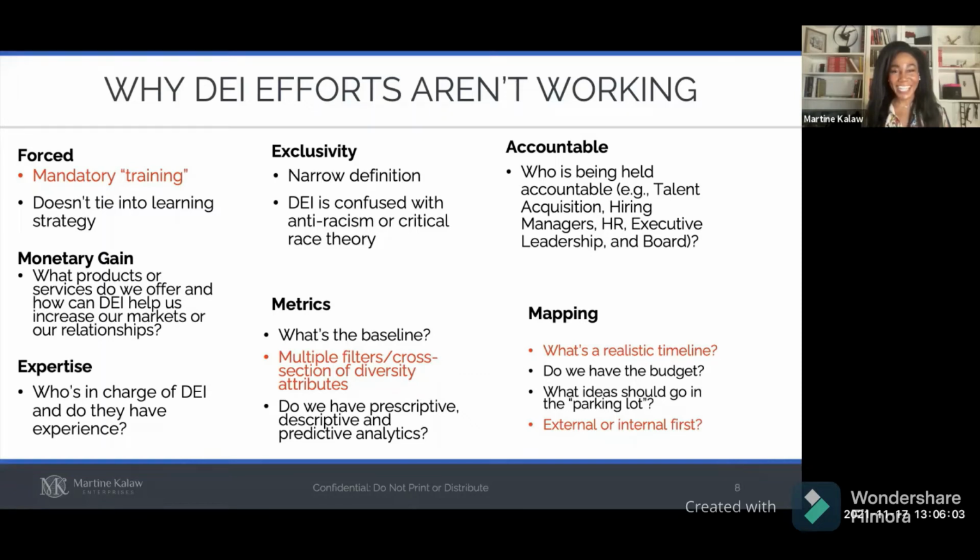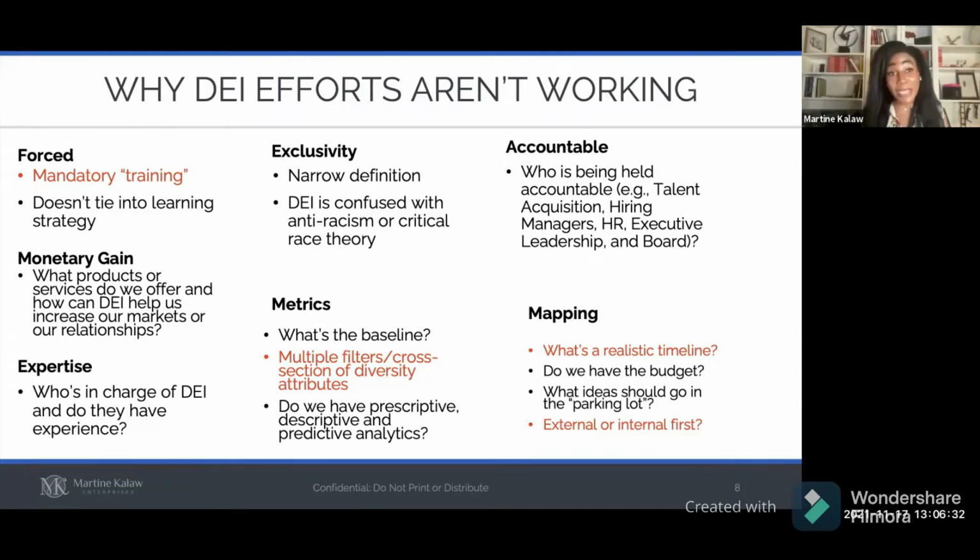Metrics. What's the baseline? These are questions that we get to ask ourselves, and organizations sometimes, right? Some organizations fail to go through this exercise, which is figuring out what's the baseline. What are we measuring against? We're going to participate and build out DEI, but what are we trying to do? Where are we now in terms of the framework, in terms of our DEI metrics, right? So that's the first thing. What is our baseline? Right?